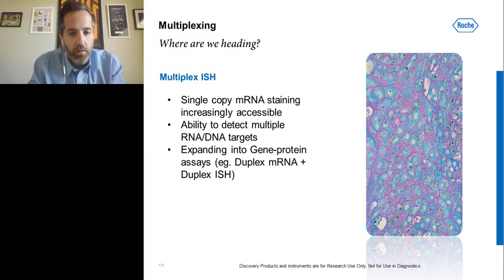Another demand that we're seeing as well is the use of multiple single copy mRNA stains. The ability to detect multiple RNA or DNA targets in the same tissue and potentially adding protein targets with that as well is becoming very popular. So an example here within the image is a duplex mRNA stain along with a duplex IHC as well.